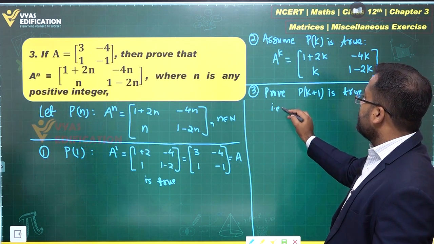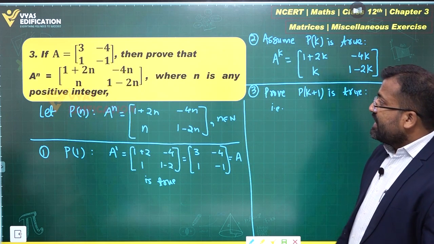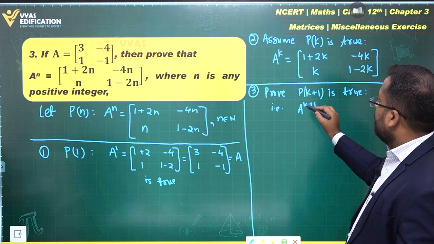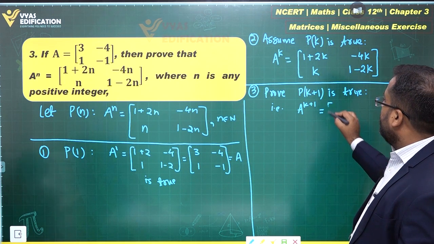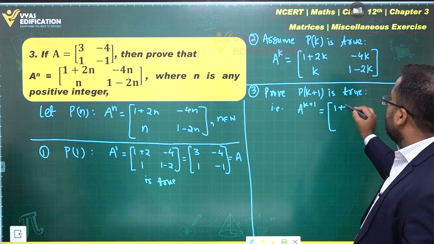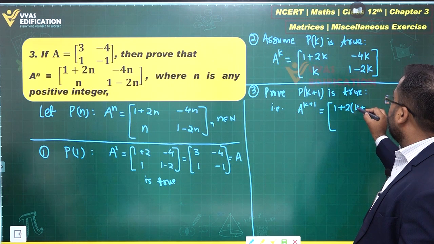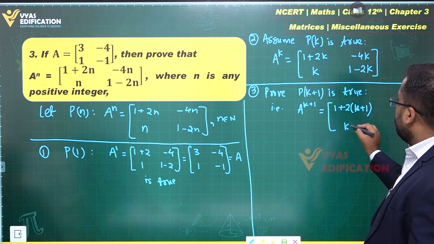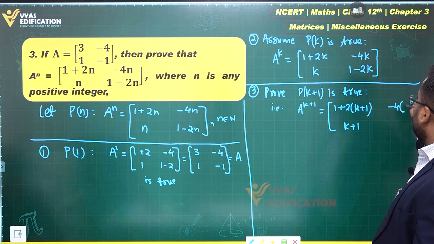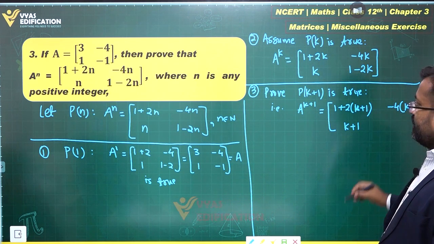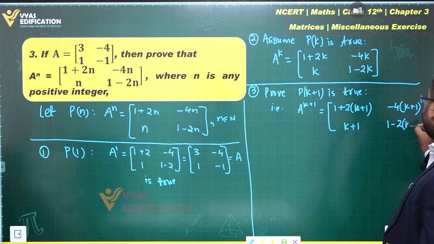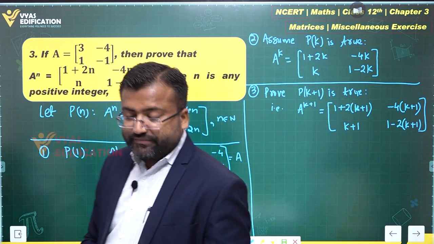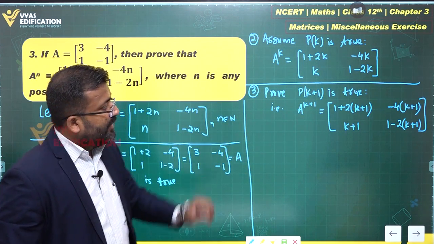What does that mean? For Pk plus 1, in the LHS we have A to the power k plus 1, which is equal to the matrix [1 plus 2 times (k plus 1), k plus 1; minus 4 times (k plus 1), 1 minus 2 times (k plus 1)]. This is what we have, right? This statement has to be proved.